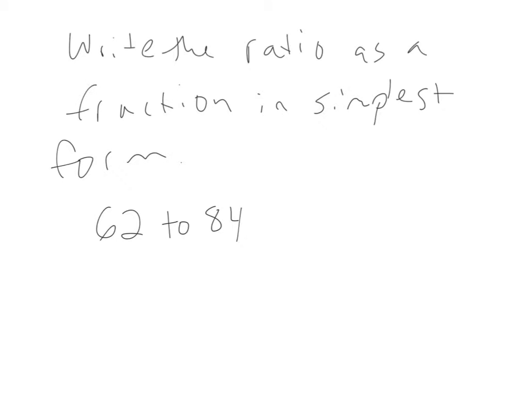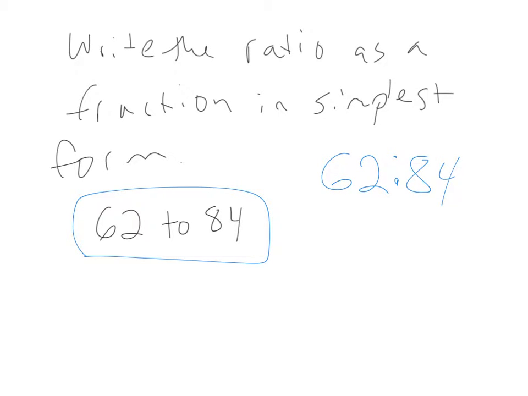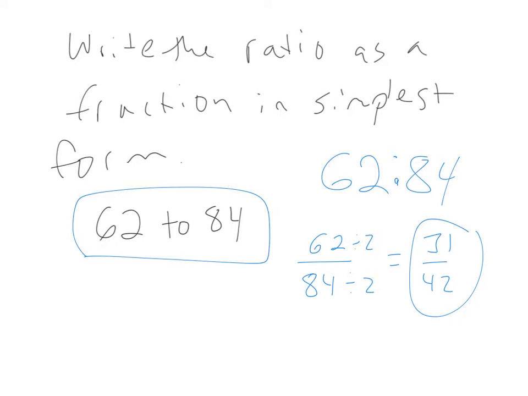Well, you could actually write a ratio a lot of different ways. You could write a ratio like this, 62 to 84. You could also write it like this, 62 colon 84. Or you could write it as a fraction, with the first number on the top and the second number on the bottom. And then from there, you would just reduce. They're both even, so they both divide by 2. You end up getting 31 over 42. And that is your ratio as a fraction in simplest form.